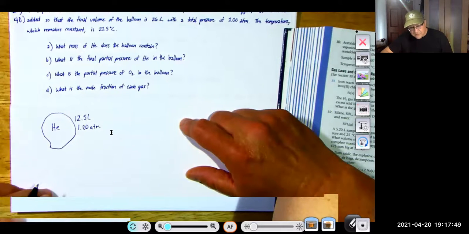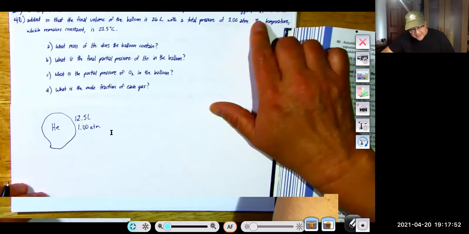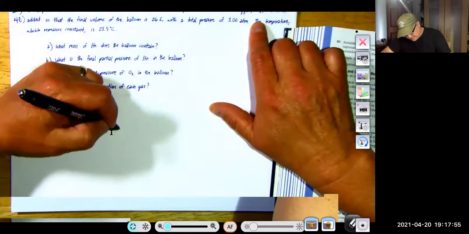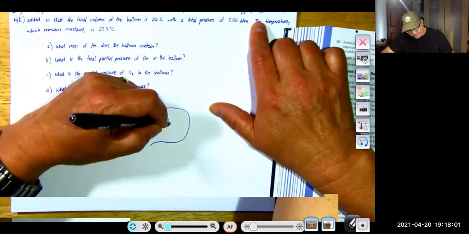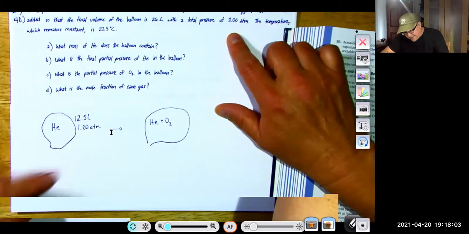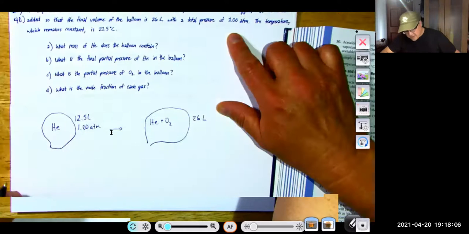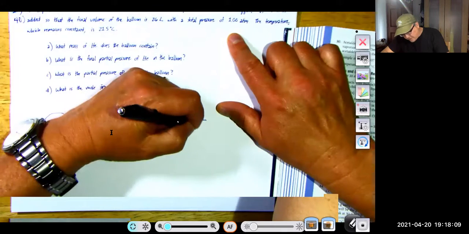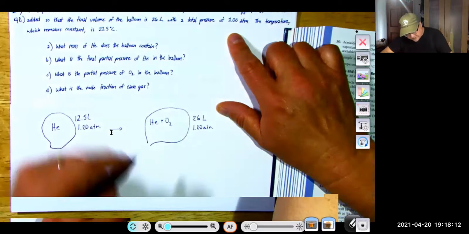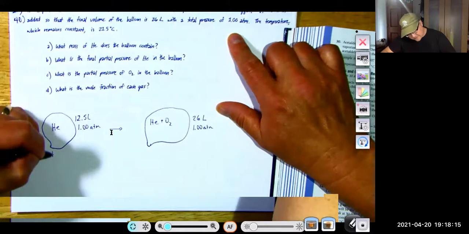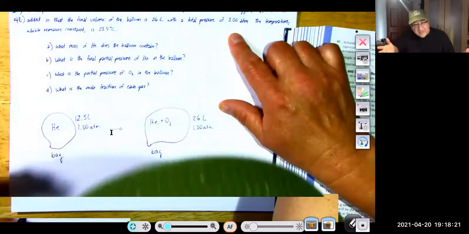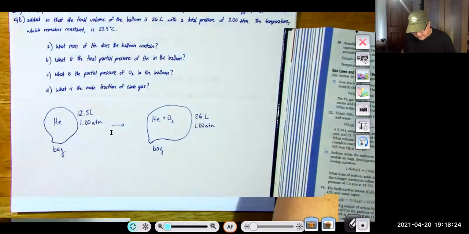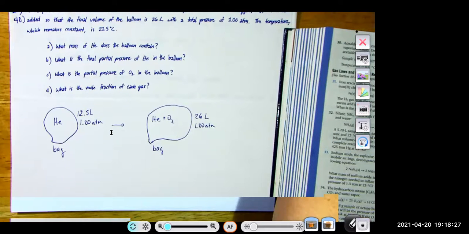Okay. Oxygen is then added. So that we have 26 liters and 1.00 atmospheres. So this isn't really a balloon so much as it is a bag. The reason I say it's not a balloon is because balloons actually push back on the gas, right? How do they put O2 in it and the pressure is the same if it's a bag?